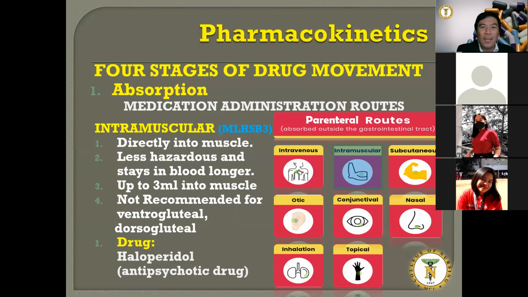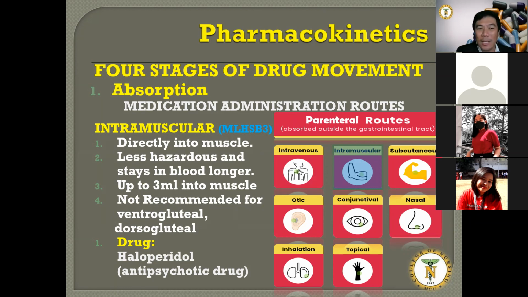Let us now proceed with intramuscular. We have DOBS for intravenous. For intramuscular, we have ML, HS, B3. We'll just remember intramuscular ML, Mobile Legend, HS, High School, Batch 3. Now, what does ML mean? It is obviously muscle. HS is less hazardous. Okay, less hazardous.